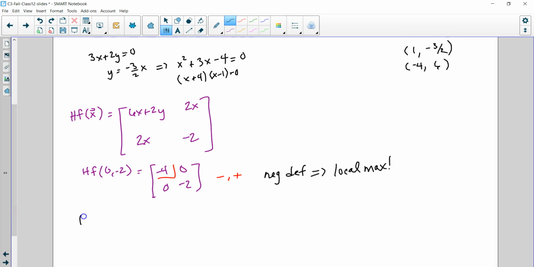Let's go on to another. The Hessian of f at (1, minus 3 halves) is equal to, and then calculating, I get 3, and then 2 in the off diagonals, and then minus 2. So then I get positive and negative. Okay, and so this is going to be indefinite, and then this is going to be a saddle.